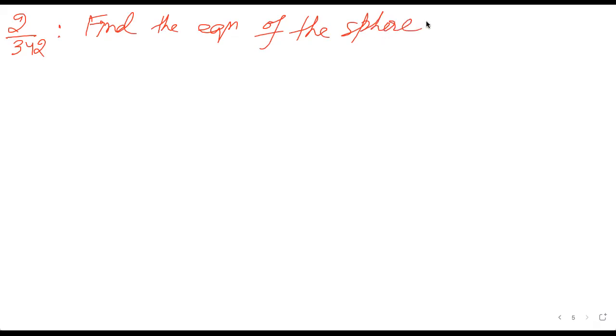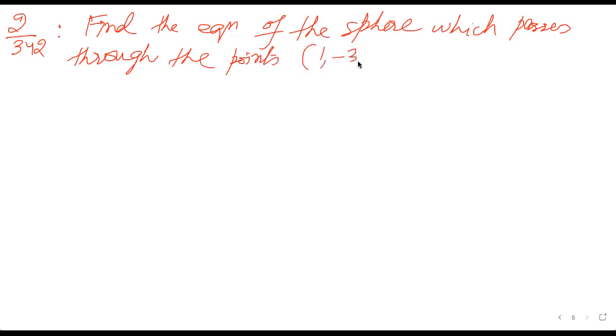Then let us take one problem. It is the second problem, page number 342. Find the equation of the sphere which passes through the points. Some points are given to you: (1, -3, 4), (1, -5, 2), and (1, -3, 0).